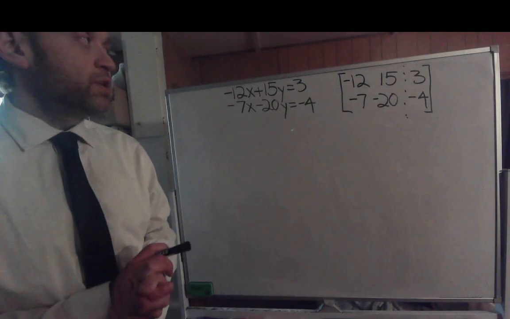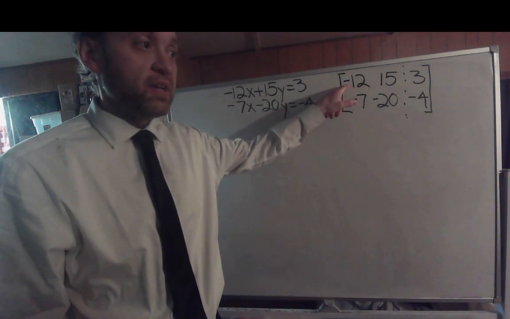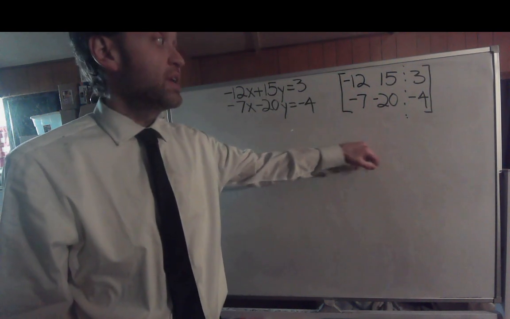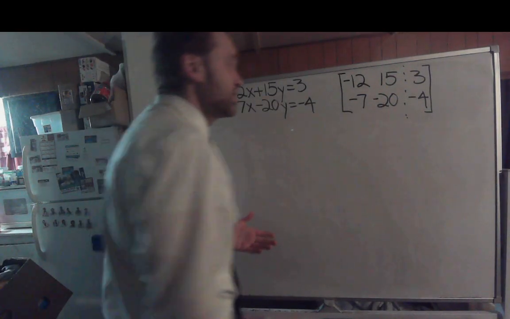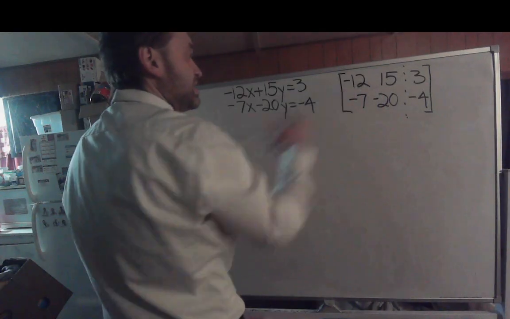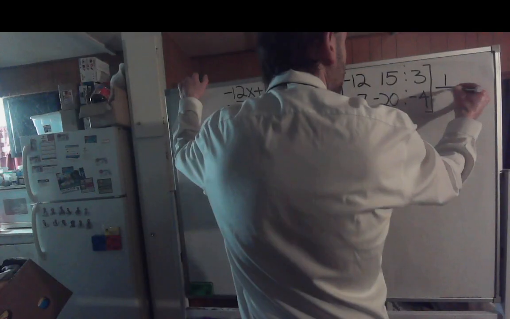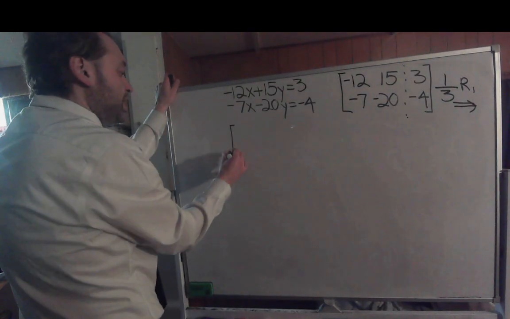If you don't, you're literally going to be multiplying the first row by negative 7 and the second row by 12. Adding them together, you're going to get some really big numbers. Let's look for ways to make this easier. So if I divide the entire first row by 3, in other words, I'm going to take 1/3 of row 1, you're going to have smaller numbers to multiply by in a minute.